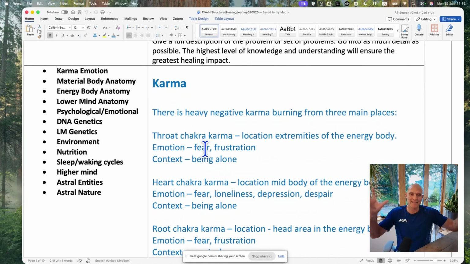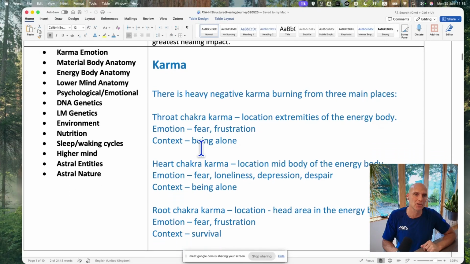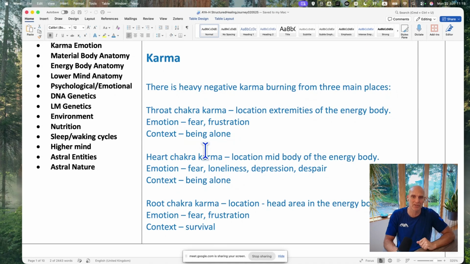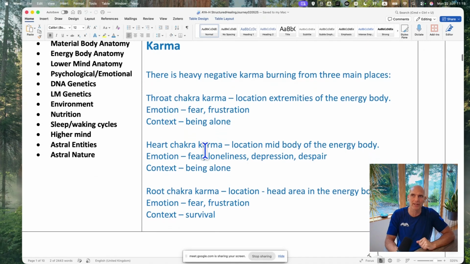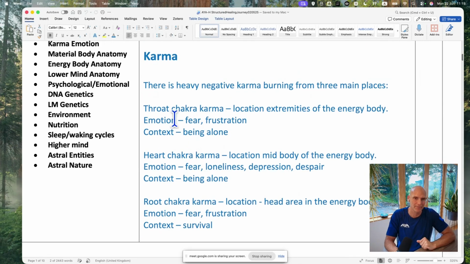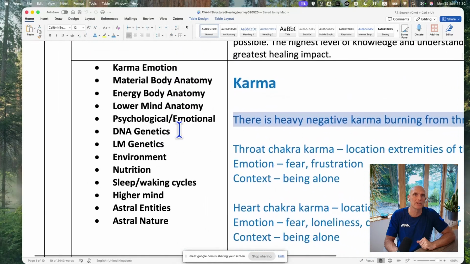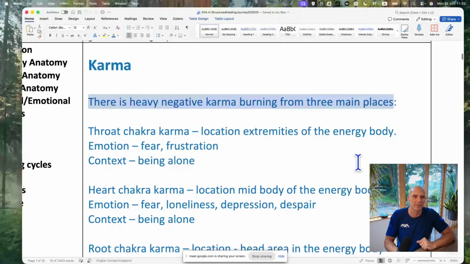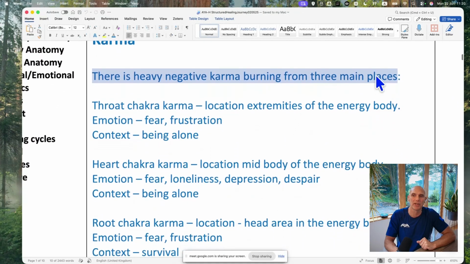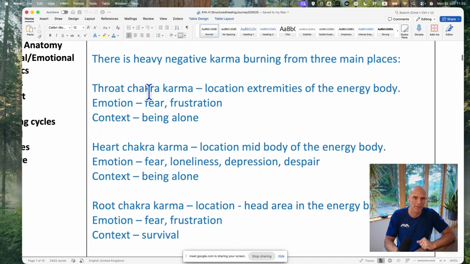However, we've had a meeting with the hub, and in this case study we've come up with some pretty concrete explanations of what's going on in his case. Let me zoom in. Don't forget that on the left here, you've got some reminders of what you could put in this section. So there is heavy negative karma burning from three main places.